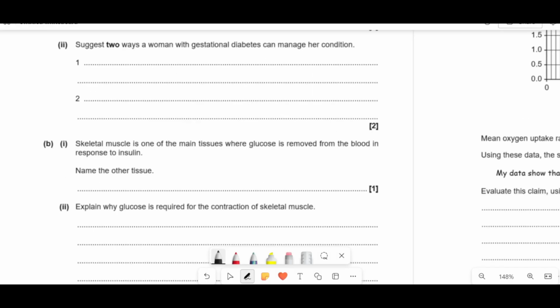There you go. So, just 2 ways a woman with gestational diabetes can manage their condition. One of them is the same as all the other stuff as well. For example, you would lower carbohydrate intake. Or you could give them drugs, for example, like metformin or something like that. Or exercise too. Which is kind of rough. Imagine being pregnant and being like, yeah, sorry, mate, you'd have to go do some runs every day.